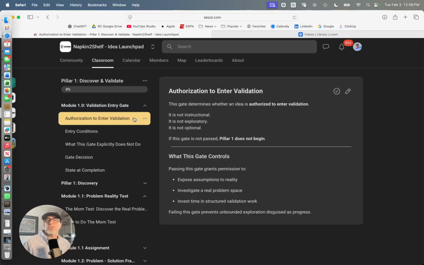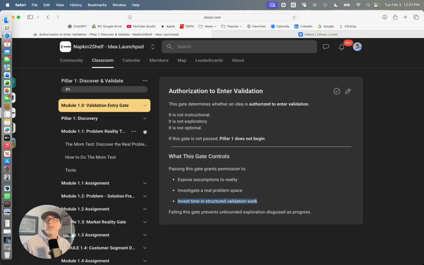The first thing you'll see is an authorization to enter validation gate. Passing through this gate gives permission to investigate a real problem space and invest your time in a structured validation series of work.